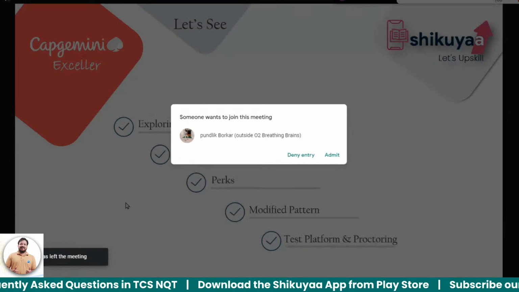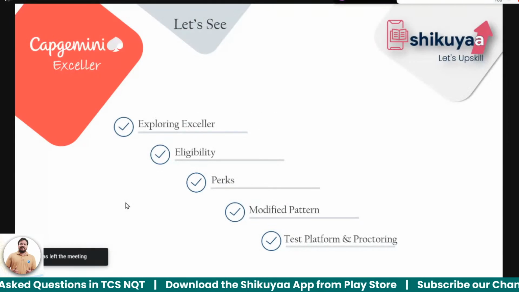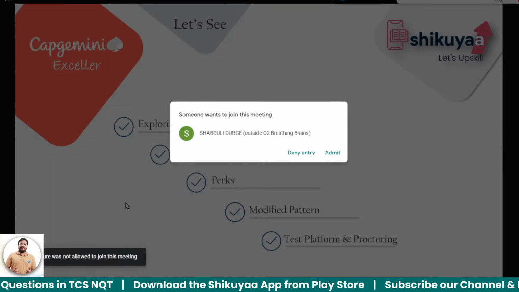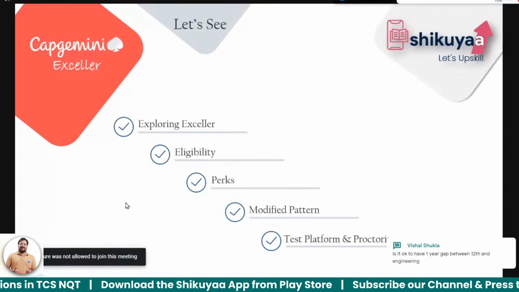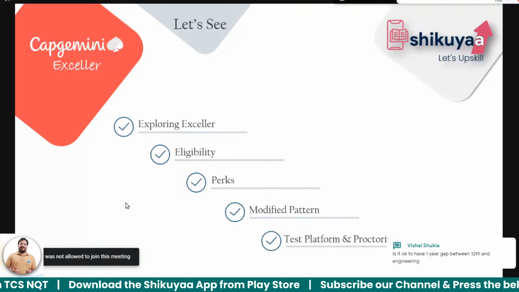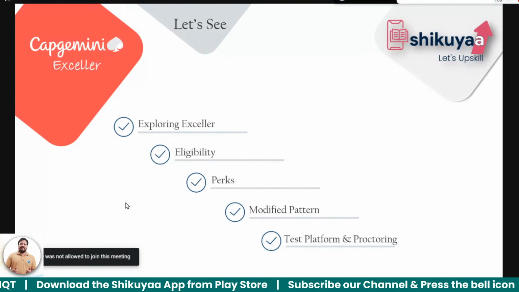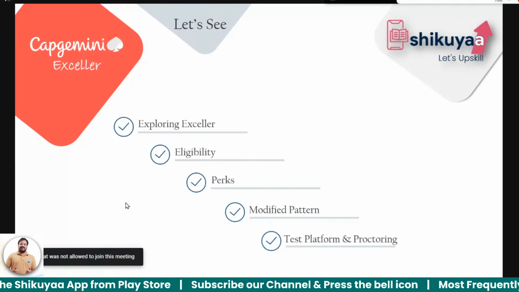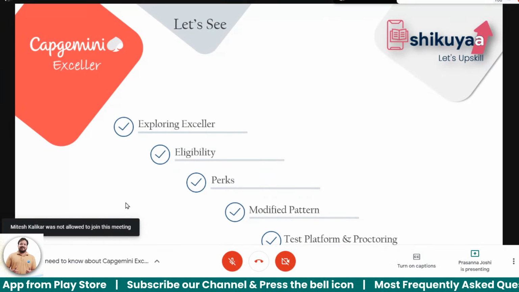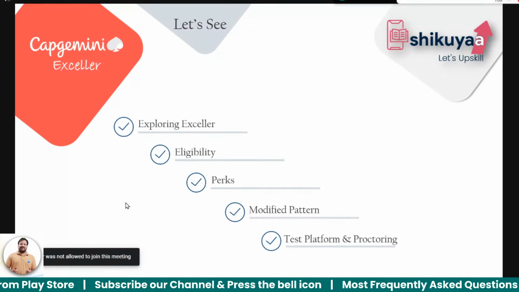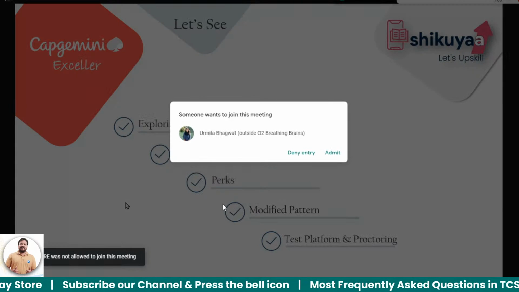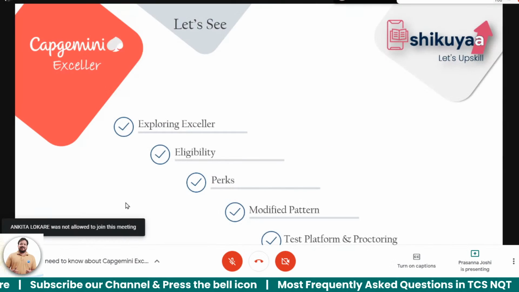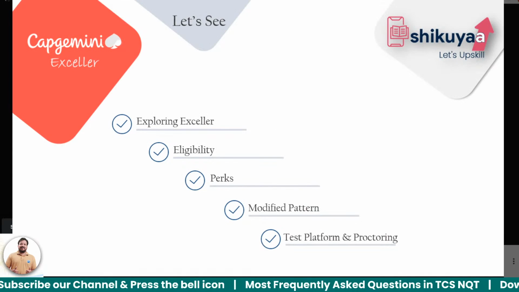Next, the most important and crucial part of this year's campus recruitment process for Capgemini is that there is a modification in the test pattern, and they have made many changes to their assessment platform. I'm going to talk about that. And finally, I'm going to tell you which test platform Capgemini is going to use for this Capgemini Exceller campaign. This is really important for understanding the pattern of the test expected in the upcoming drive.